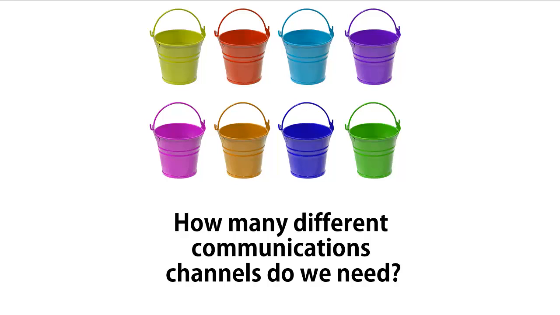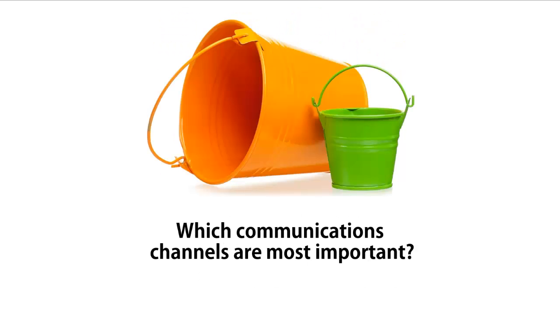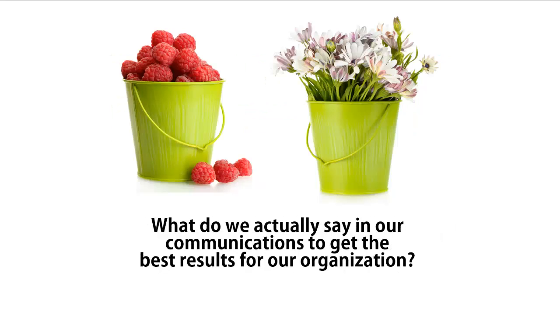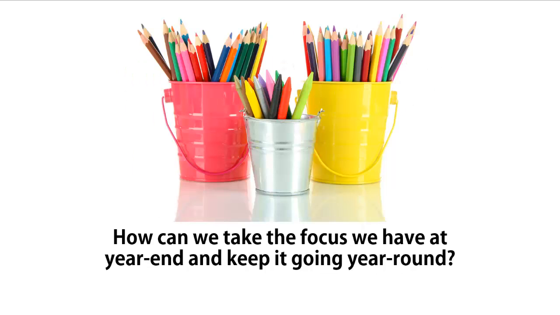You have to answer a lot of questions. How many different communications channels do we really need? How should those interact with each other? Which communications channels are most important? Which are least important? How do we schedule out these communications into a calendar that makes sense? How do we really organize all of those buckets? And what do we put in them? What should our messages be in our communications to get the best results?